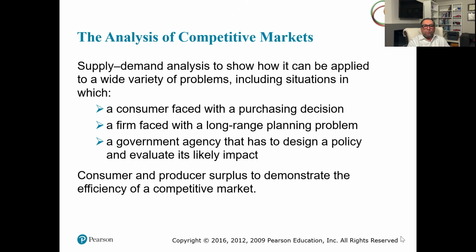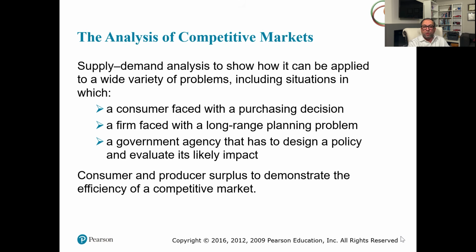So let's start. We use supply and demand analysis to show how it can be applied to a variety of problems. The first situation we're going to talk about is a consumer faced with a purchasing decision. The second is a firm faced with a long-range planning problem, and the third is a government agency that has to design a policy and evaluate its likely impact. So we are using the supply and demand framework to calculate the consumer or producer surplus and see what the impact is in these situations.